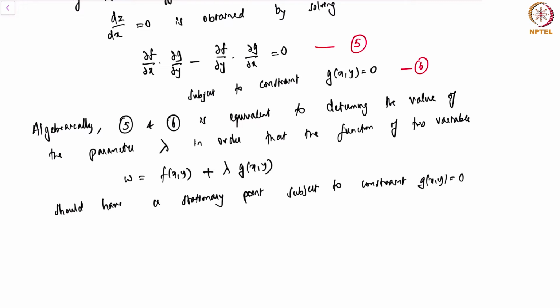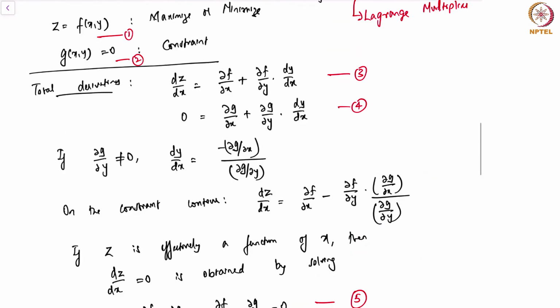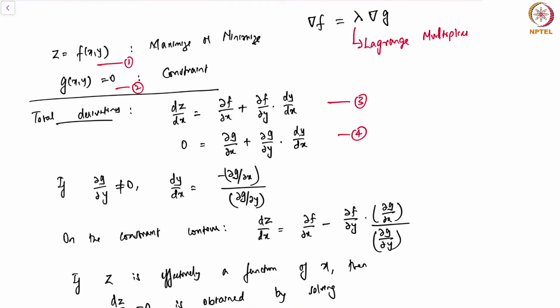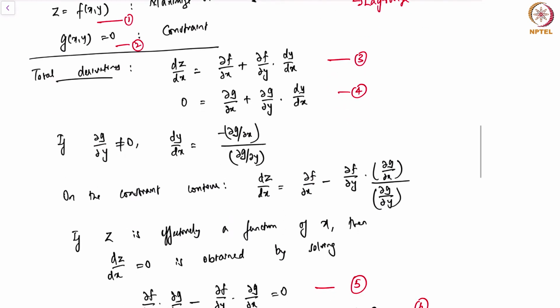So let me just explain what we have done here. We have said that here's a function z of x comma y, and we want to essentially treat this as a problem of one variable. Okay, and we can first take the derivative of z with respect to x. That gives me equation 3. Then we want to take the total derivative of the constraint as well. That gives me equation 4. And if we say that the partial derivative of g with respect to y is not 0, then we can find out the derivative dy by dx.